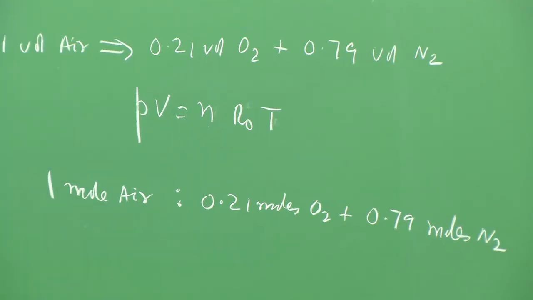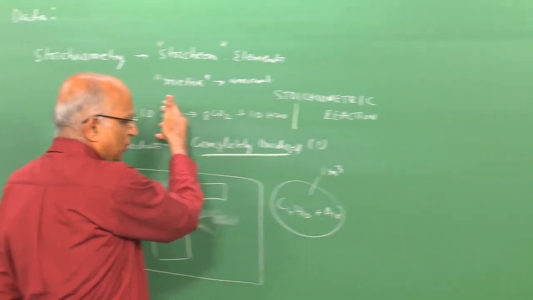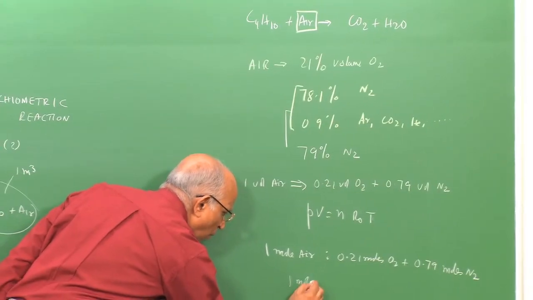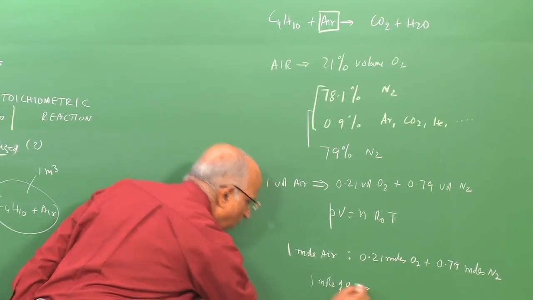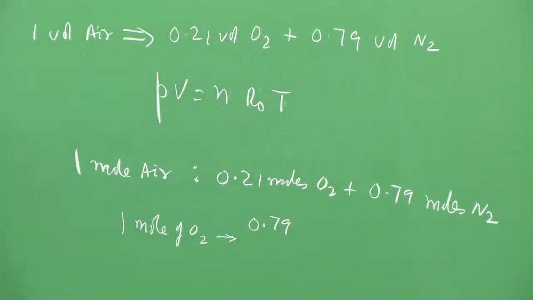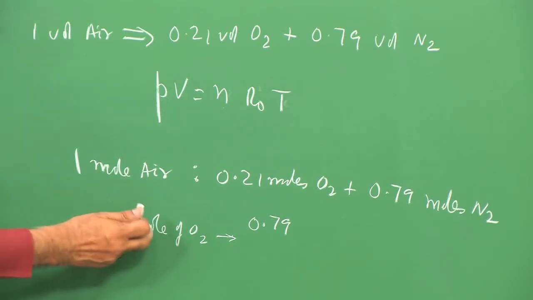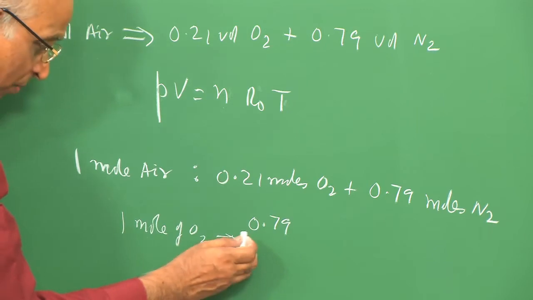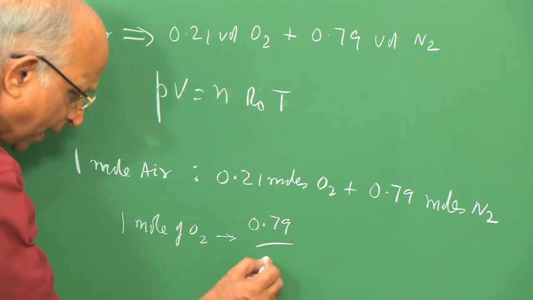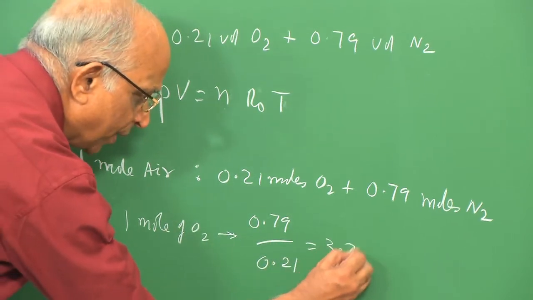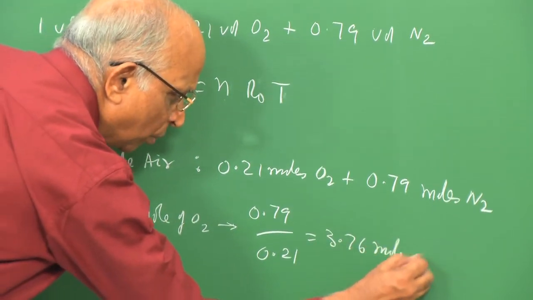Well, therefore, why look at air? I already have the equation for oxygen. Can I therefore say that when I have a reaction involving 1 mole of oxygen, the 1 mole of oxygen will carry along with it 0.79 because I am using air. In air, if I have 1 mole of oxygen, the number of moles of nitrogen I have is 0.79 divided by 0.21, which is equal to 3.76 moles of nitrogen.